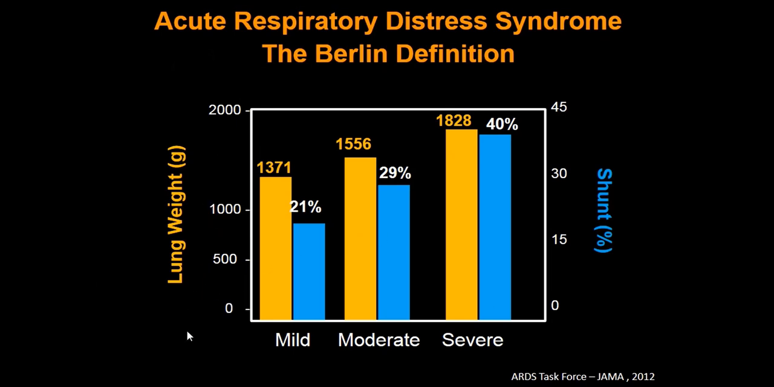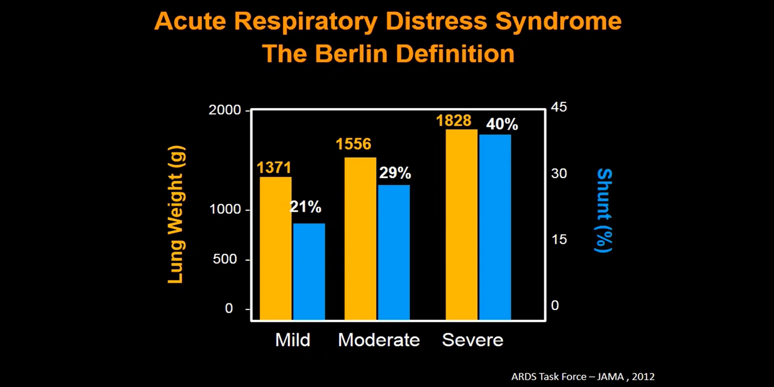You can see on your left-hand side lung weight, and here's the percentage of shunt in blue. You can see the lung weight, this is in grams, so 1.3 kilos, increases with severity. And as the lung increases in weight, so it's full of edema, the shunt fraction increases. And you can see here, in severe ARDS, 40% of the lung is shunt. 40% of the cardiac output shunts ventilation.